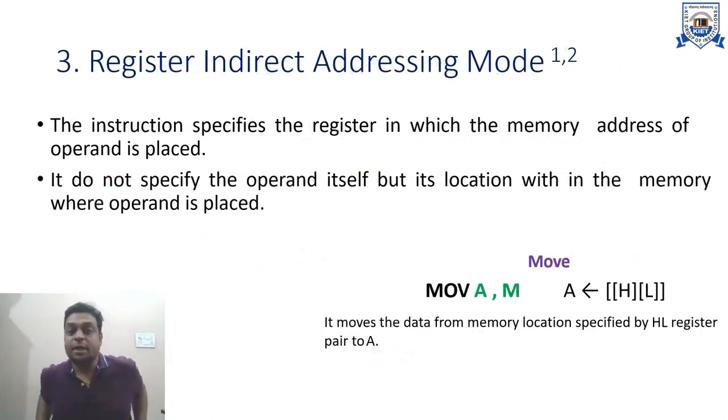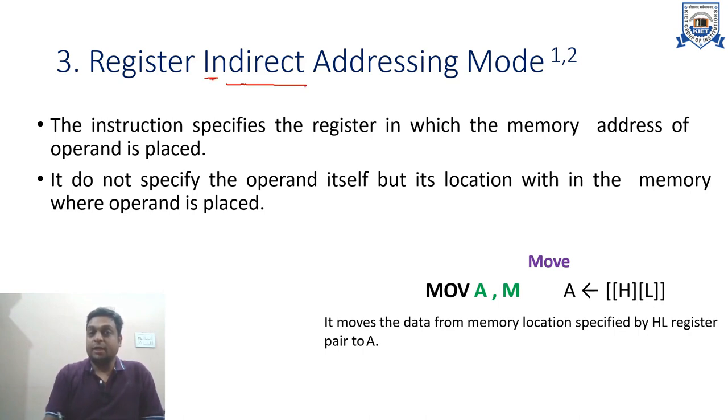Next is register indirect addressing mode. The previous one was direct. Now in this case it is indirect. The difference between direct and indirect addressing mode is that in this case the instruction specifies the processor register in which the memory address of the operand is placed.